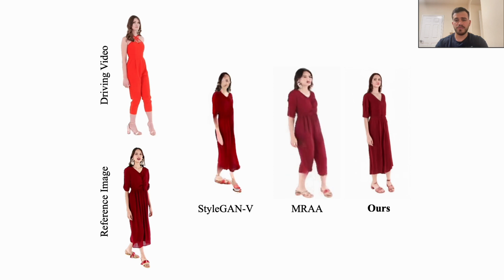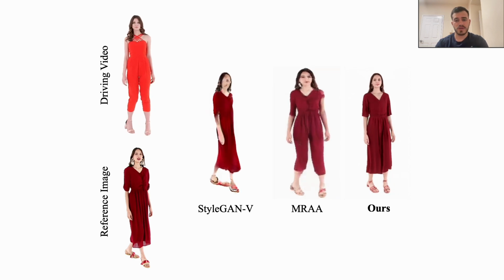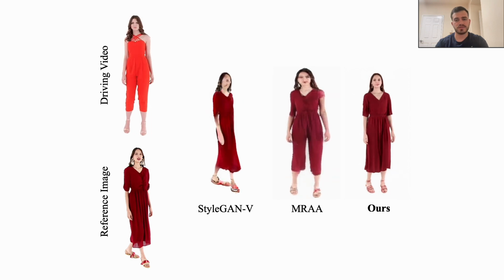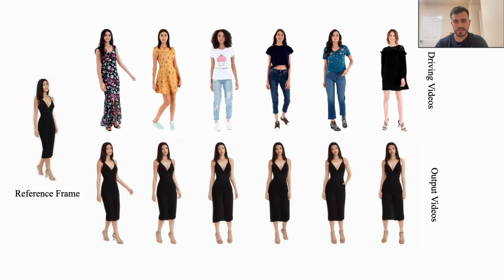We compare our method's performance in image animation with Motion Representations for Articulated Animation and StyleGAN-V. StyleGAN-V is unable to handle the complexity of full-body videos, and MRAA is unable to keep the clothing style and identity of the reference image. Here we show that our method is able to animate the reference image into a different set of motion.